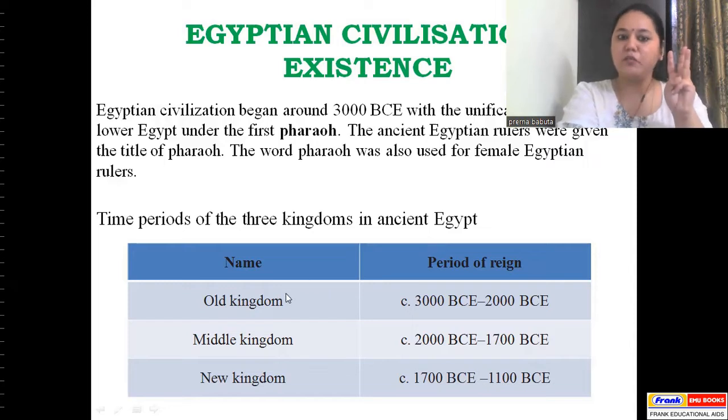Time periods of the three kingdoms in ancient Egypt. So there were three kingdoms. First is the old, middle, and the new. Old kingdom was from 3000 to 2000 BCE. The middle one was from 2000 to 1700 BCE, and the new one was from 1700 to 1100 BCE.